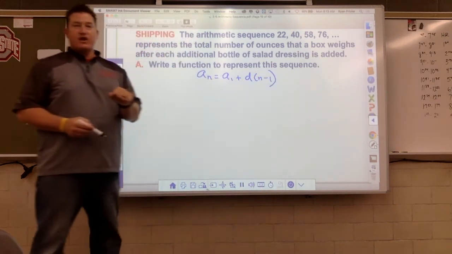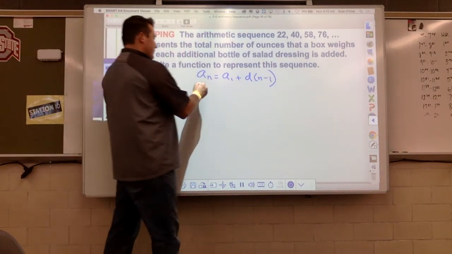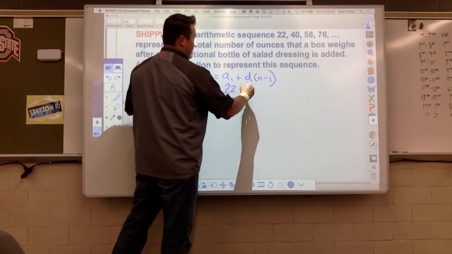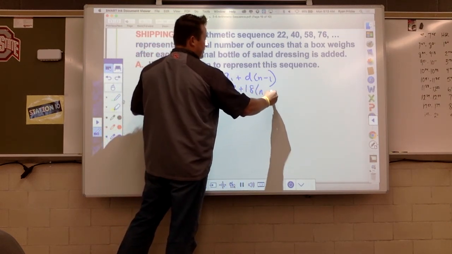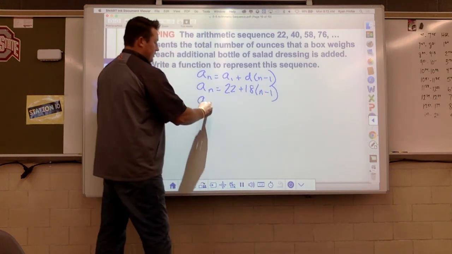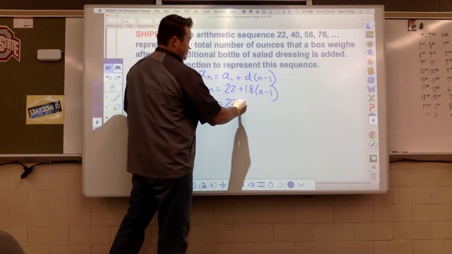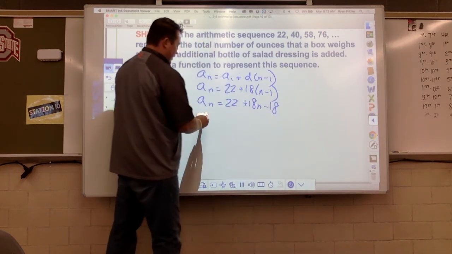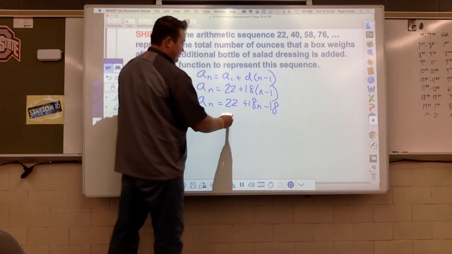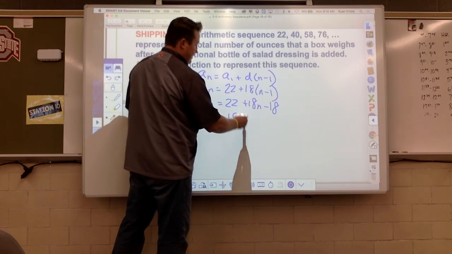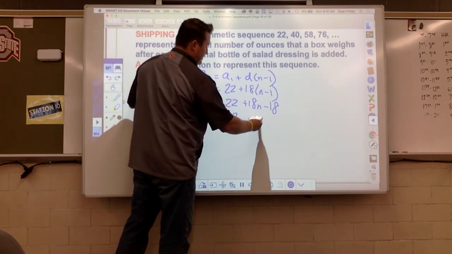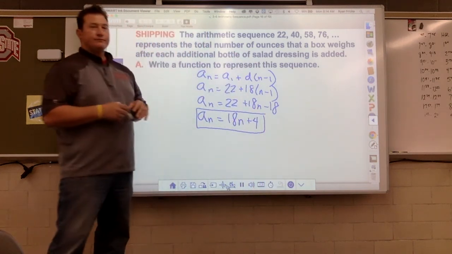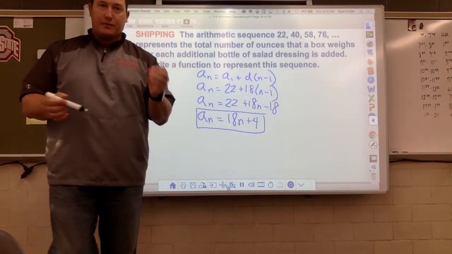That formula hasn't changed. Hopefully you're getting very comfortable with using it. All right, the first term is 22. The common difference is 18, also known as the best number in the world. We'll distribute that 18. It's going to look just like this. And then we're going to combine our like terms, and we're all done. So this is going to be 18n plus 4. And we're all good.